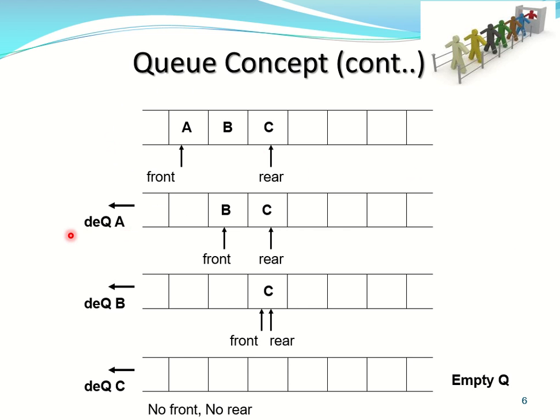For dequeue, if you have this queue in the line, so when you dequeue A, you dequeue from the front. That means front will move to the next element and A will be removed from the queue. Dequeue B, B will be removed from the queue and front will point to the next element C. And when dequeue C, that means the queue is empty, there is no front and no rear. This is for dequeue operations.